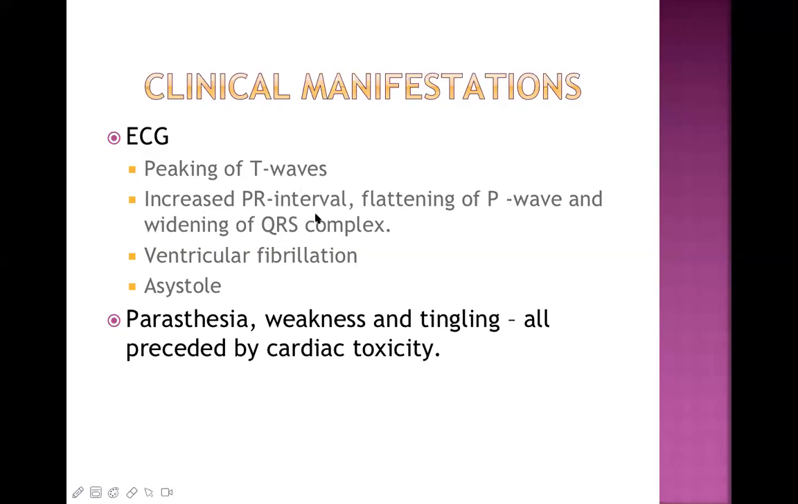Apart from that, there is increased PR interval, there is flattening of P wave, and there is widening of QRS complex as well. So PR interval is prolonged, P wave is flattened, and QRS complex is wide. Some very lethal type of cardiac arrhythmia can occur here, and one of that is ventricular fibrillation, which can kill the patient in few minutes, and even asystole can happen in severe type of hyperkalemia. So we'll talk about this ECG finding in the subsequent slide.